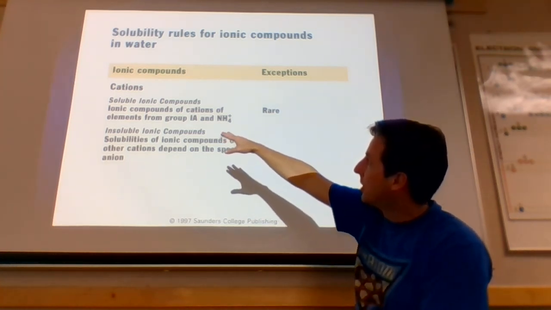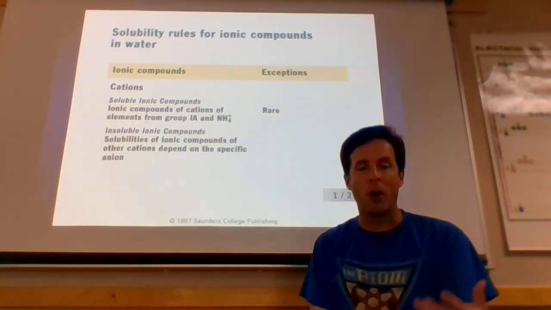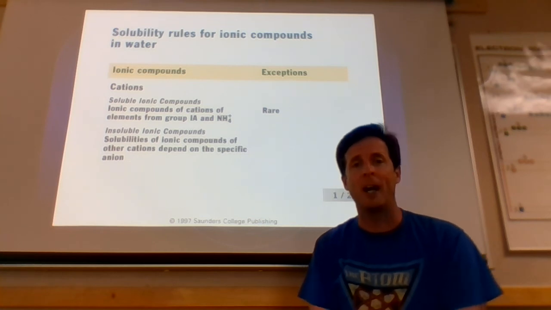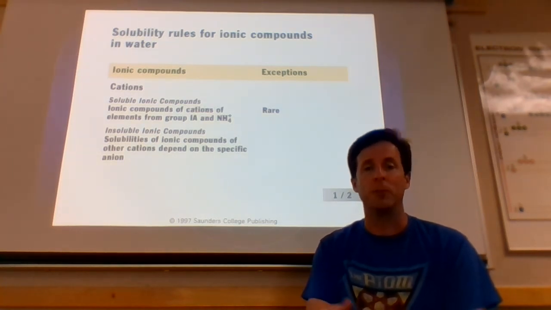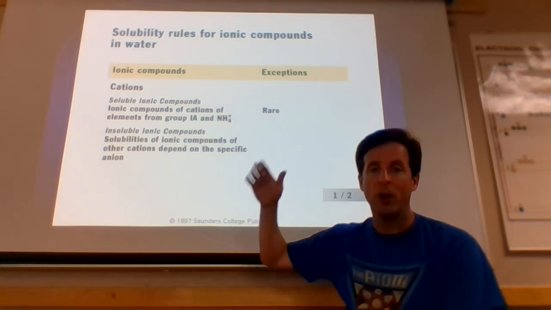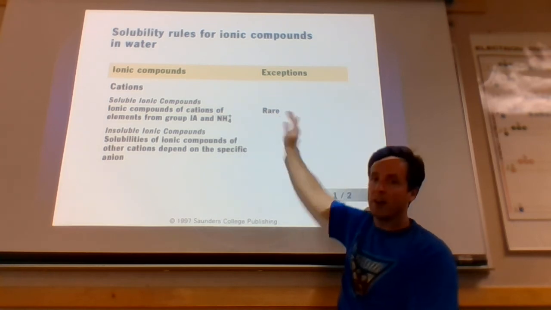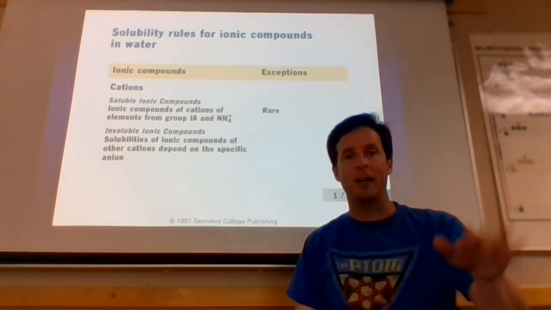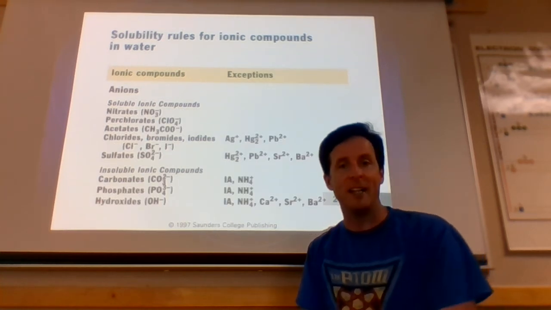So first rule, soluble ionic compounds: ionic compounds that have group 1 metals in them are always soluble. So basically, if I make an ionic compound with sodium, with a group 1 metal, so let's say sodium chloride or sodium sulfate or sodium nitrate, any ionic compound that has sodium in it will be soluble based on this rule. Group 1 metals always form soluble ionic compounds. The exceptions are rare, which means that rule you can pretty much apply across the board and not worry about it. Okay, let's go to the next slide, has anions.